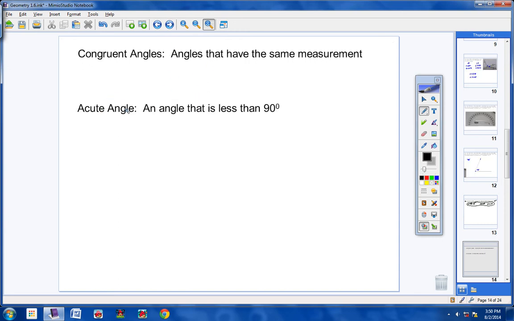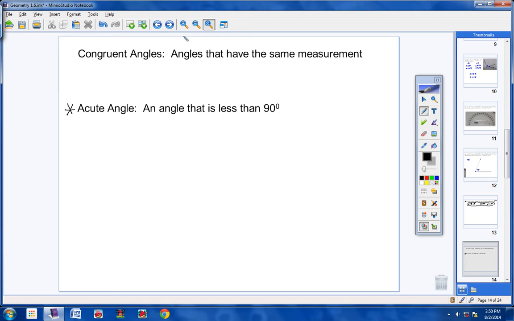Acute angle. What is an acute angle? Well, it's any angle that is less than 90. An angle that is less than 90. So any angle that has a measurement smaller than 90 is an acute angle. We call that an acute angle.